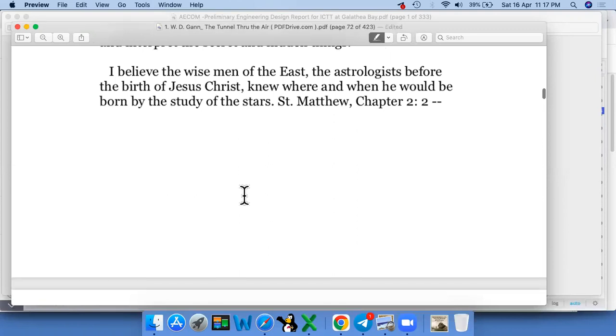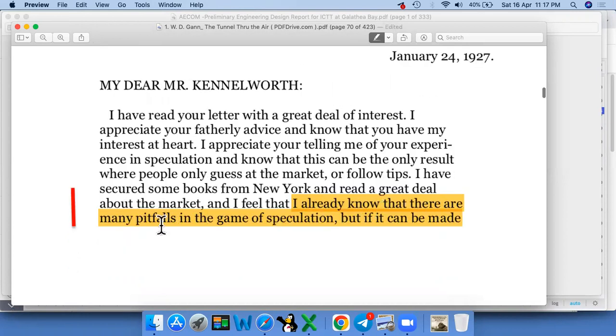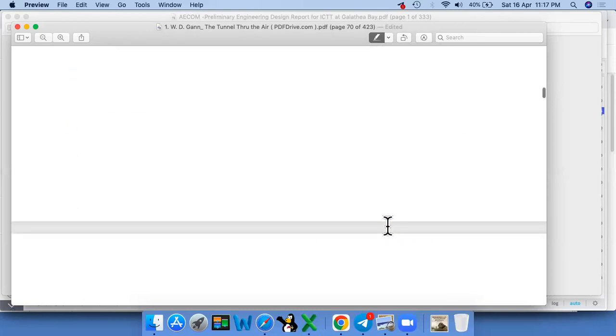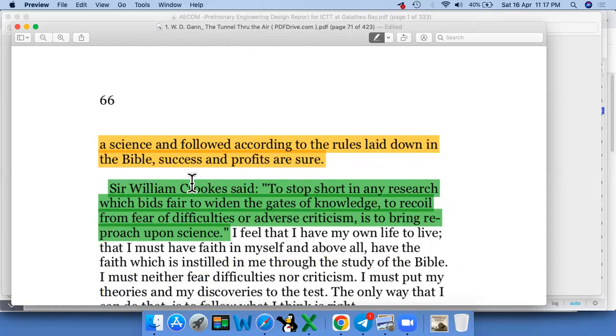So this is a letter which has been given by, first of all, Robert to Kellenberg. And on that, he got a reply from Mr. Kellenberg telling that, okay, this is something like gambling because he already lost his money. So what Robert writes as a reply is, he says, I already know that there are many pitfalls in the game of speculation, but if it can be made a science and followed accordingly to the rules laid down in the Bible, success and profit are sure. Right. So he says that the stock market is nothing but a science, and we need to follow certain rules which are there. Then only you will be able to succeed.